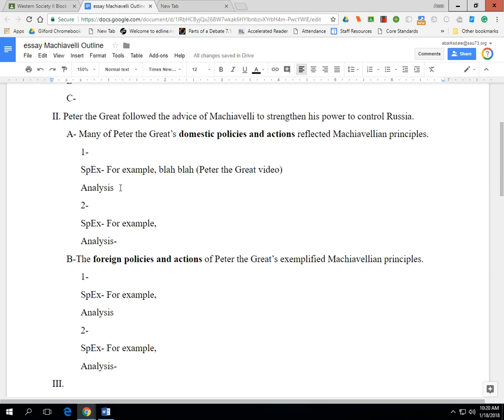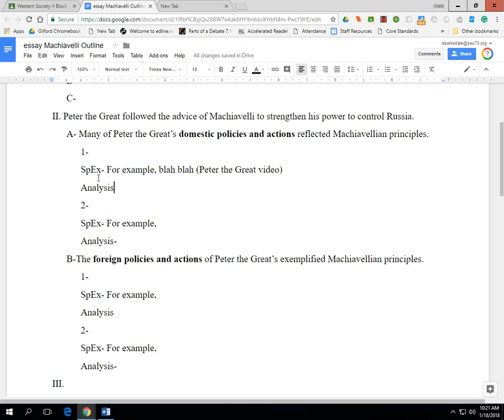Then for your analysis statement, you should have 2 sentences. The first sentence should explain how whatever this specs was about, if Peter took action against his sister Sophia, how does that prove that he's following Machiavelli's principle of fear over loved? Because he punished his sister by taking a strong action against her and taking her out of power. Then the second sentence should say, through these actions and following the principle, how does that prove that Peter the Great was a strong and successful leader? He would do anything to keep his power to be an absolute leader of Russia.